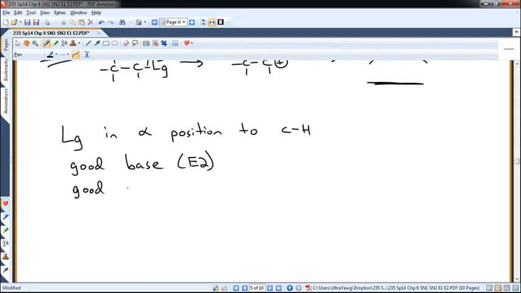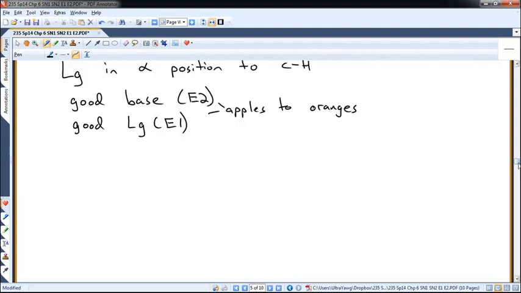So essentially what you're going to compare is the goodness of the base for E2 chemistry to the goodness of the leaving group for E1 chemistry. And again, this is an apples to oranges comparison, because you're saying, is the base better at being a base than the leaving group is better at being a leaving group, right? That doesn't make sense intuitively. Is my car faster at being a car than my fridge is at being a fridge? Like, there's a weird comparison. So it's not very straightforward, but again, there are things you want to look for.